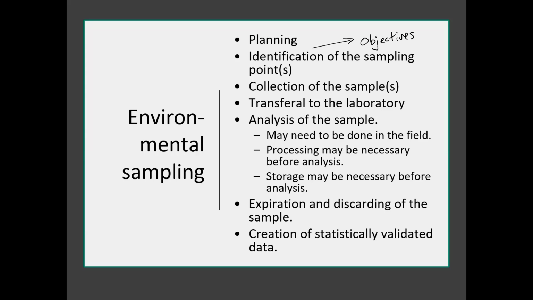From there, we'll identify where we are going to sample and how we are going to collect those samples. We need to make sure we can get those samples back to the lab. If the sample vials break on the way back to the lab, you might as well have not gone out there and sampled. You've just wasted money. How do we analyze the sample? In some cases we need to analyze in the field. Do we need to process the sample before we do analysis? You're going to see that when you measure nitrate. You're going to have to do a little bit of processing of the sample before you even begin the analysis.